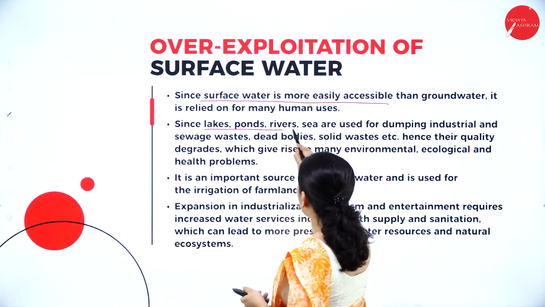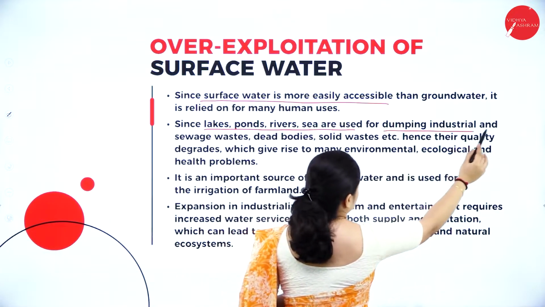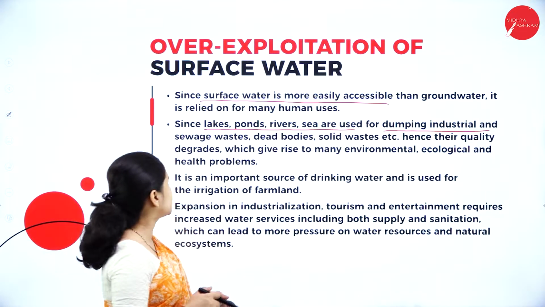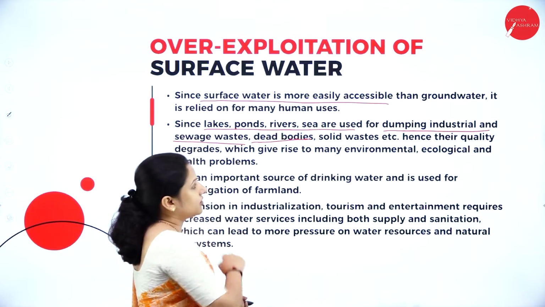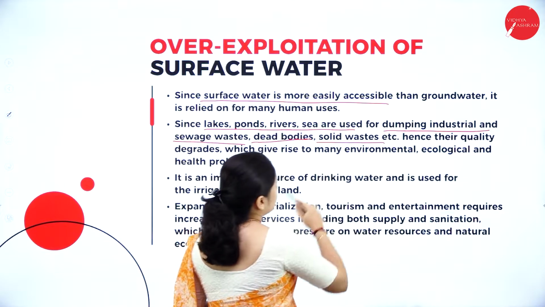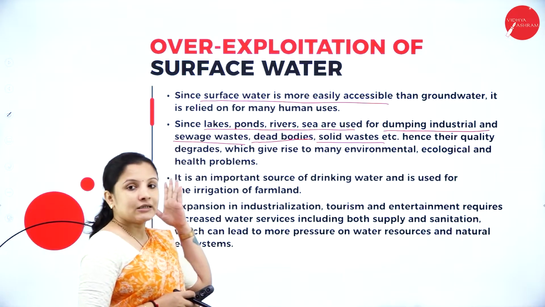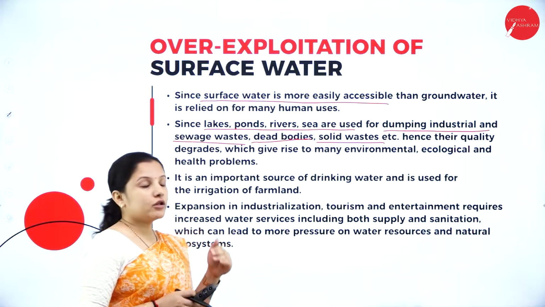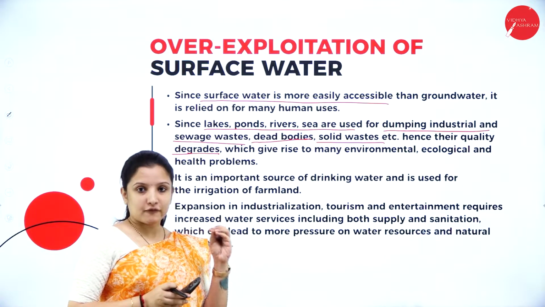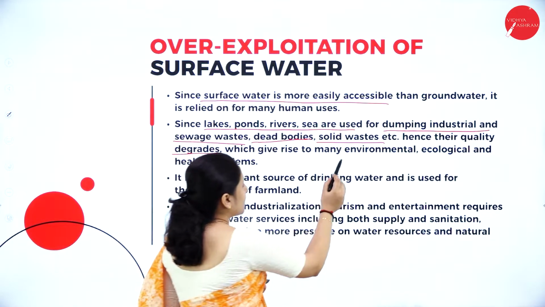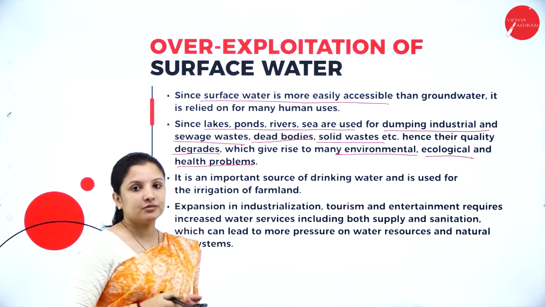And since lakes, ponds, rivers, seas, etc., are usually used as dumping grounds, especially for industrial and sewage waste, and not just that, even dead bodies and solid waste are dumped in the fresh water. Hence, all these pollutants degrade, or bring down, the quality of the water, which will not just reduce the quantity of fresh water, but also give rise to a lot of environmental, ecological as well as health problems.